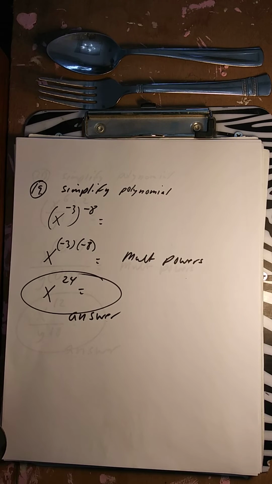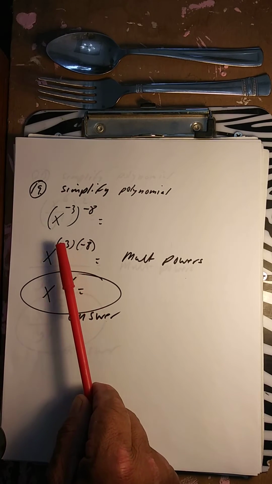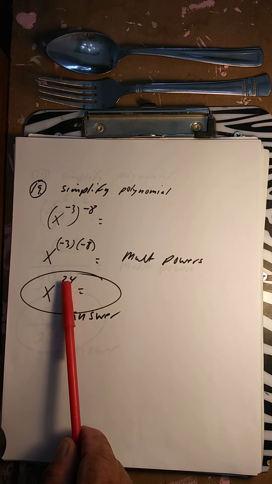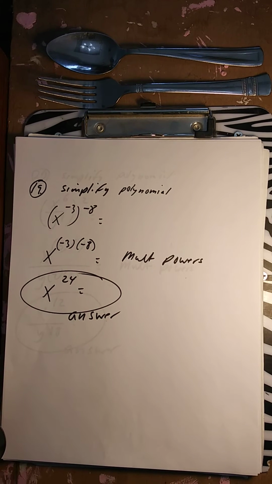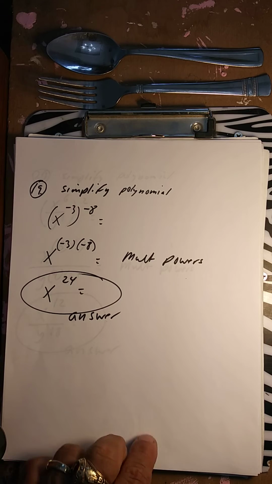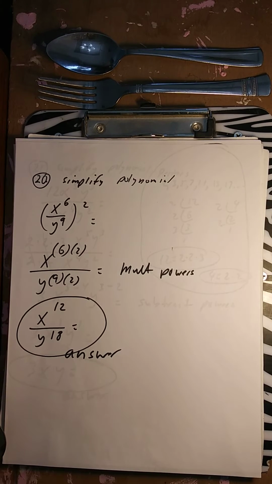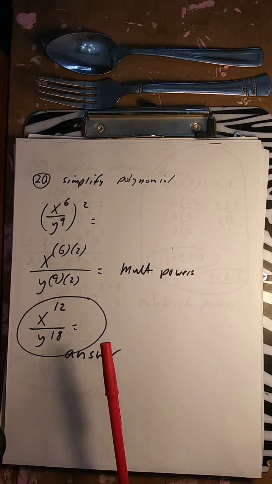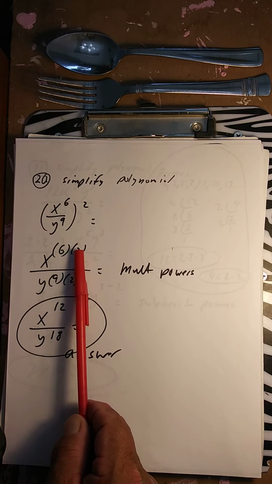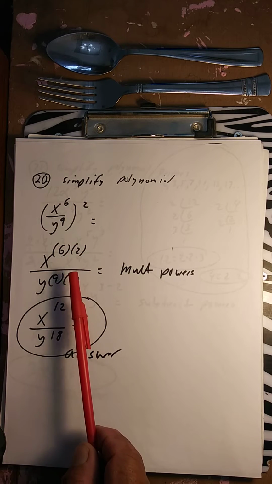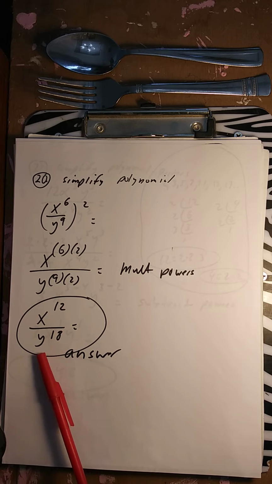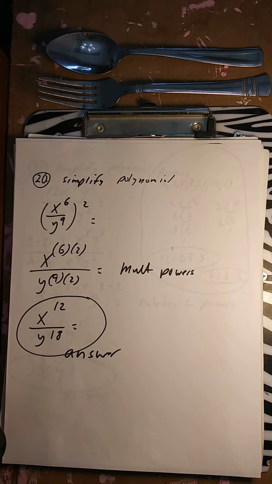Simplify another polynomial. A negative times a negative. Well, negative times a negative is a positive 24. And that's it. We're done with that. Leave it alone. This one. X to the 6, y to the 9, to the 2 power. So multiply the top by 2. 2 times those powers. And that's going to give you x to the 12, y to the 18. That's it. We're done with it. Okay? Next one.